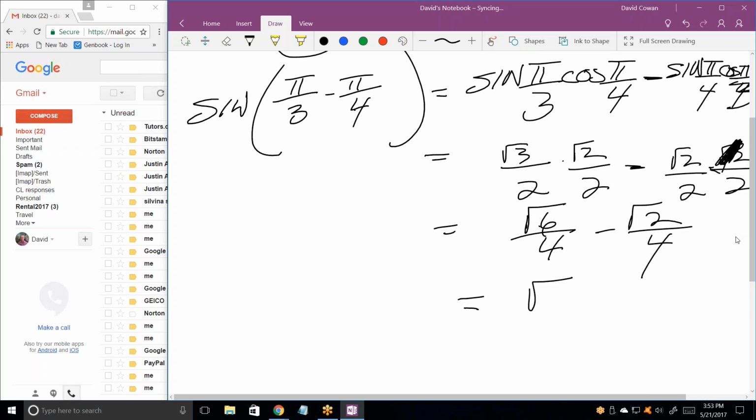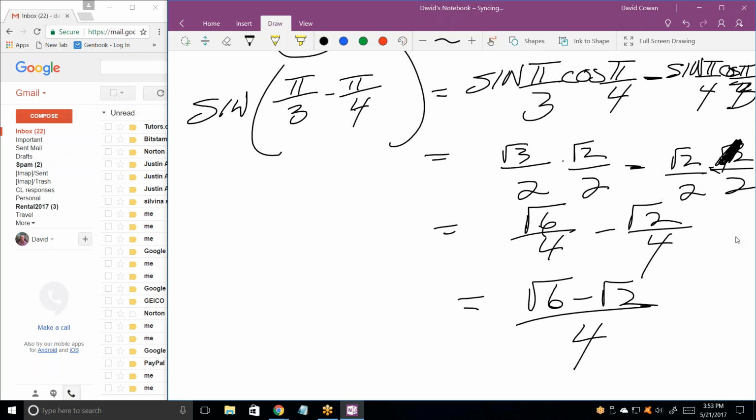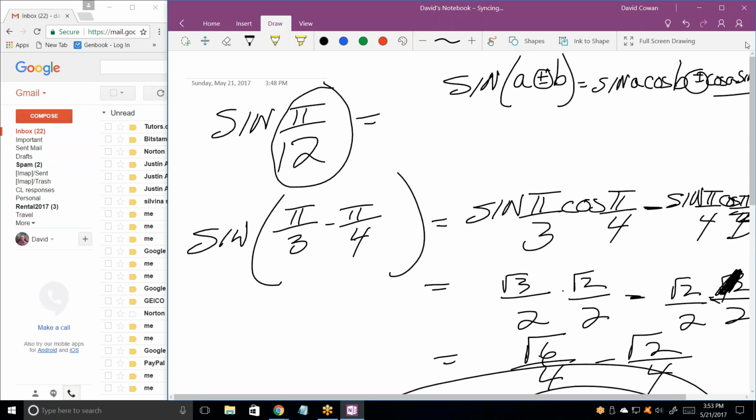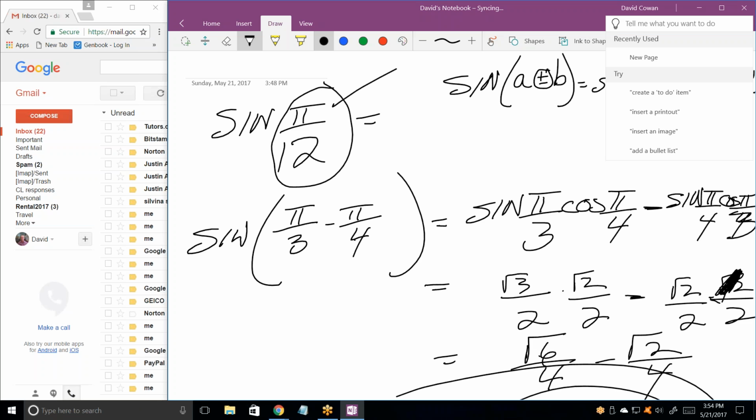Can't tell you how many times I see that root 6 in an answer. And it all has to do with these angles that can be expressed as sum and difference of our common angles.